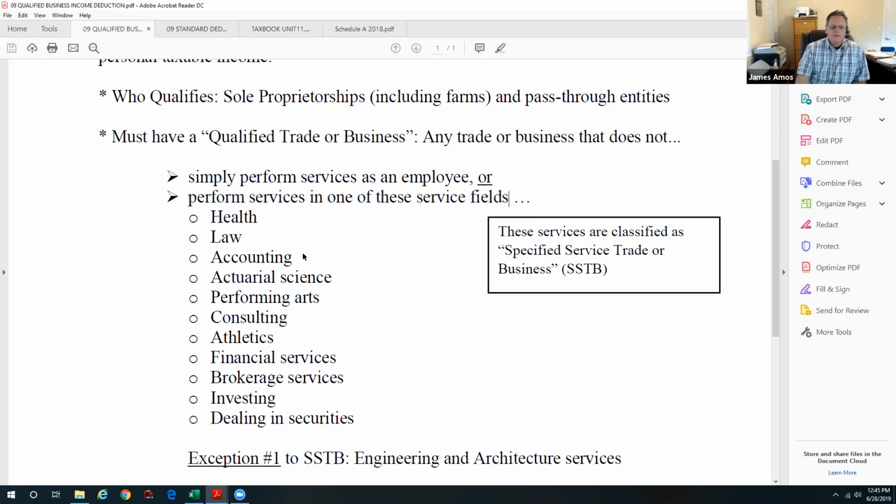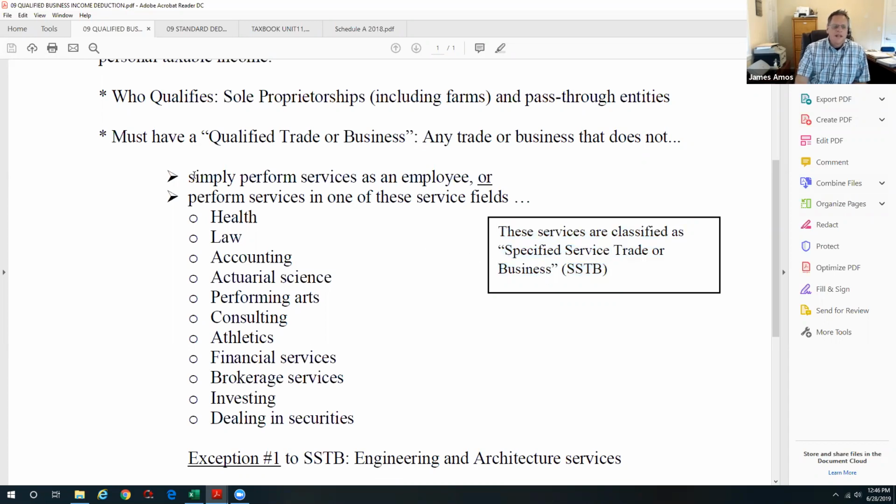Let me do this a little differently. I put this terminology here. This will help you. These items, this list, are considered what they call a specified service trade or business. It's a service trade or service business, and it's specific ones. So, specified service trade or business.